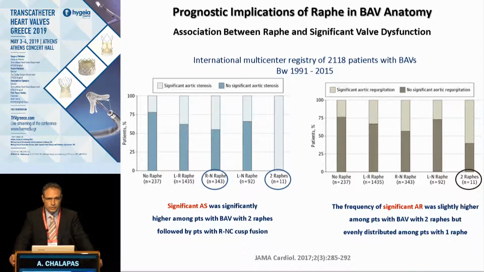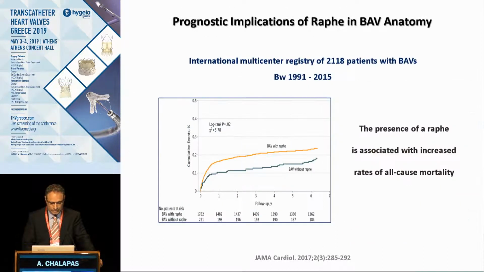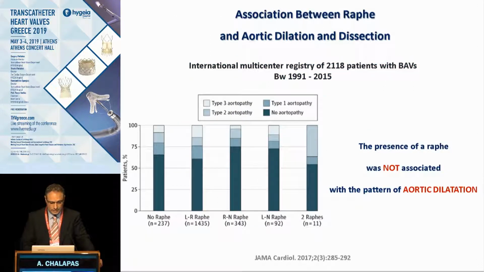And why is it important to understand the anatomy? Because the anatomy predicts the functional status. And we see that according to the number of raphes, we have different functional categories, with a higher incidence of aortic valve stenosis and a high incidence of aortic valve insufficiency in cases with 2 raphes, which represents type 2 according to the Sievers classification. And of course, the functional status can affect the mortality in these cases.